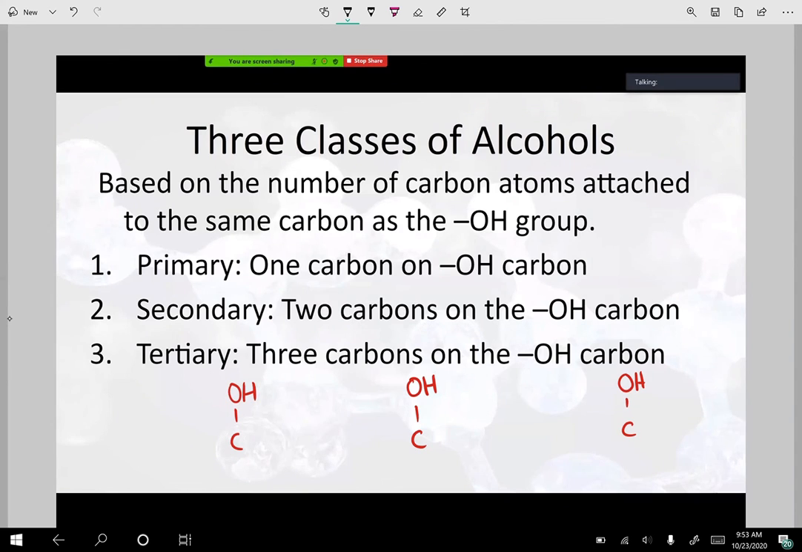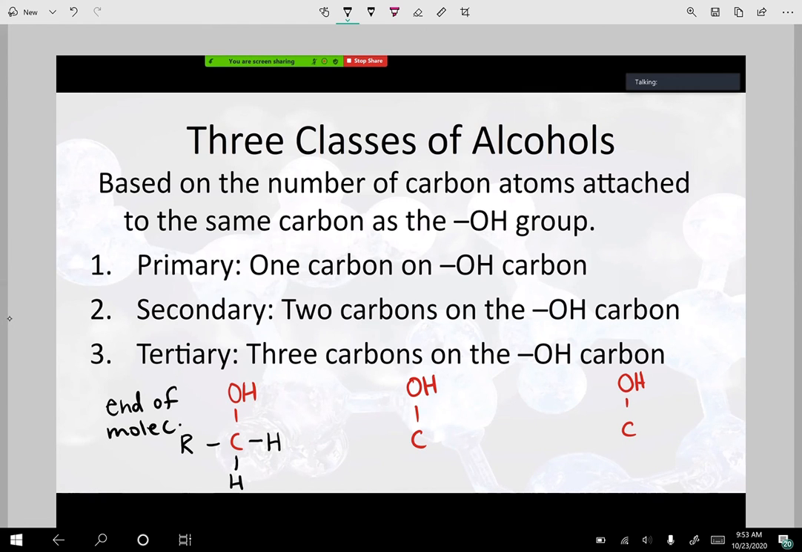OH, OH, OH. So in a primary, we imagine that this carbon is on the end of my molecule. So I have some other carbons. Remember, we represent R as some other stuff that's going off. And then an H. So this is imagining the end of the molecule.